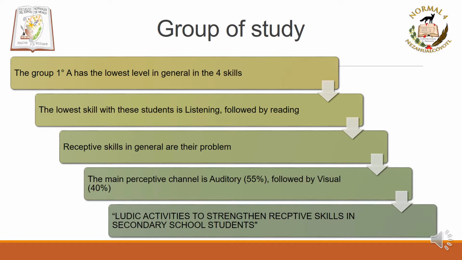There, we will check the graphic of the 4 skills in one moment. Their lowest skill with these students is listening, followed by reading. That's why I chose receptive skills, because the receptive skills are the lowest. Then we have receptive skills in general are the problem. What I have just told you.